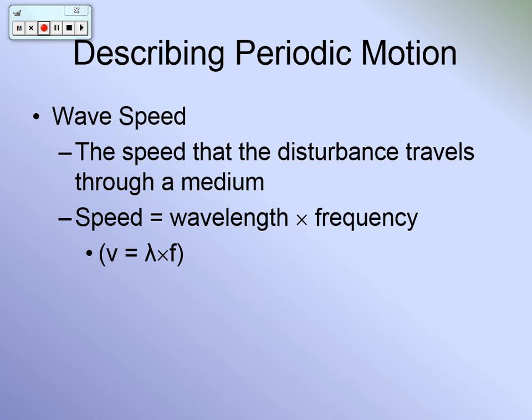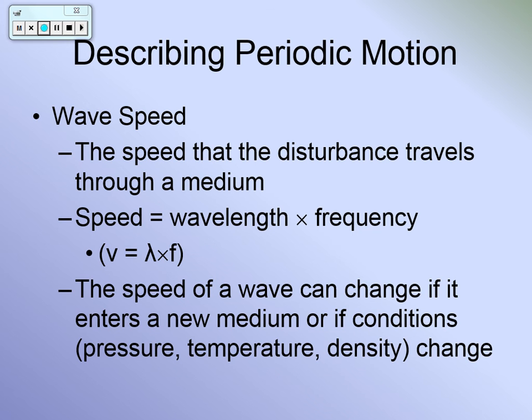However, that speed is dependent on the medium through which the wave is traveling. The speed of a wave can change if it enters a new medium, or if the conditions of that medium change. So the speed does depend on the frequency and the wavelength and period, but it also depends on the medium through which that wave is traveling.